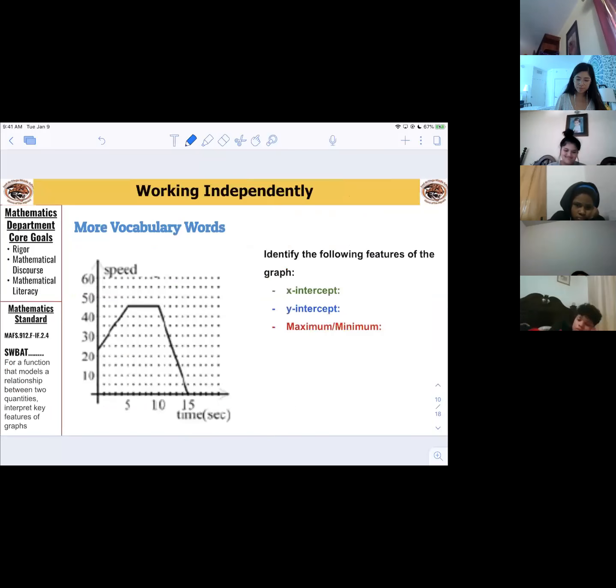Alrighty. So now I want you guys to do it for this one. It's a little bit blurry, but do your best to estimate where the x-intercept is, where the y-intercept is, and try to see if there is a maximum or a minimum. I want you guys to just think about it for 30 more seconds and then we'll go over it.